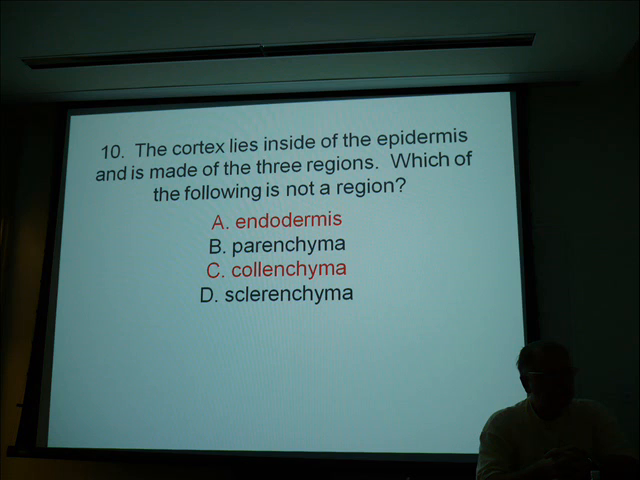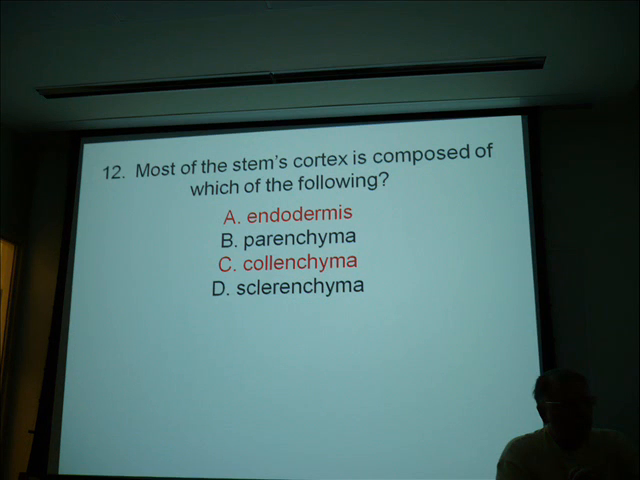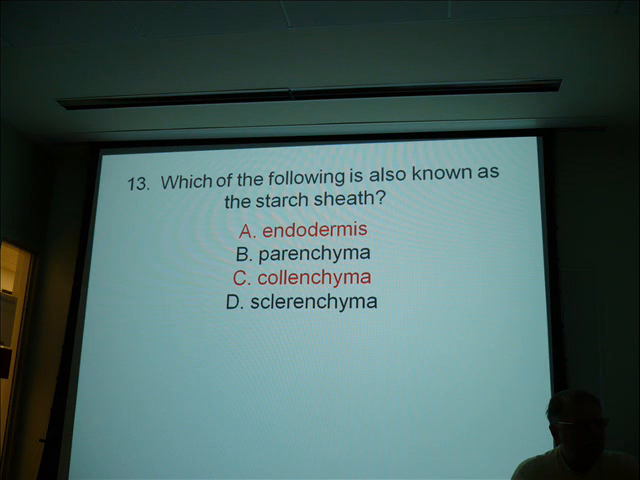Which of those is not a member of the cortex? A. The sclerenchyma is not a member. That surrounds the vascular tissue. Which of those can do photosynthesis? C, the collenchyma can. Most of the stem's cortex is made of what? The parenchyma, for storage. The sheath is the endodermis. It surrounds, like a sheath surrounds your knife. That's the endodermis. Good guess.